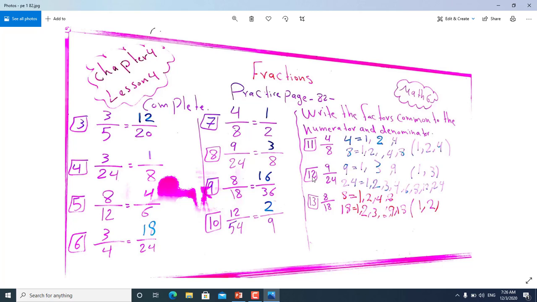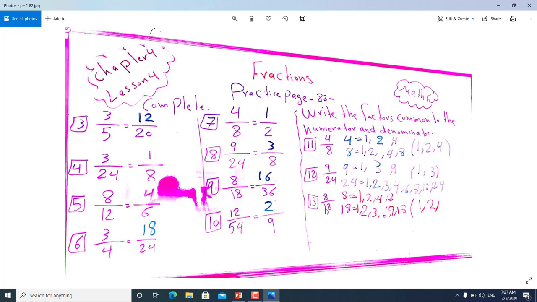And from number 12 we have 9 over 24. We'll write all the factors for 9. We have 1 times 9 and 3 times 3. Also from 24 we have 1 times 24, 2 times 12, 3 times 8, 4 times 6. Let's see which numbers are common between them. 1 and 3, we have from 9 and 24. So 1 and 3 are the common factors between 9 and 24.